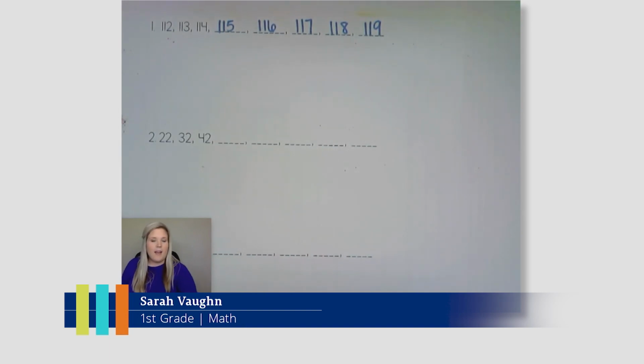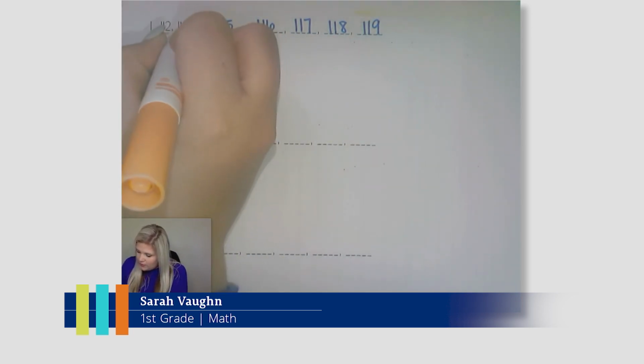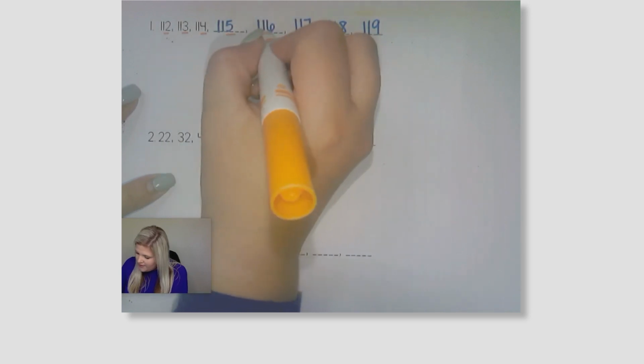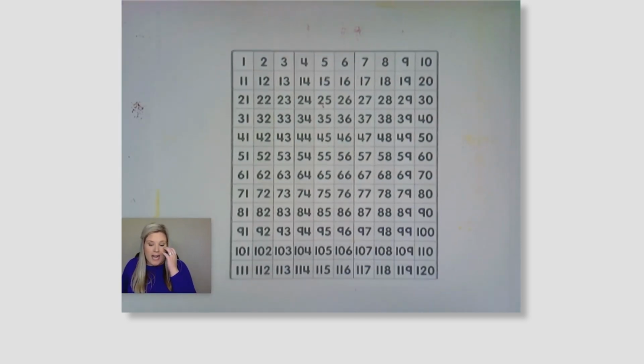115, 116, 117, 118, 119. And I can double check by looking at the ones place. 1, so 2, 3, 4, 5, 6, 7, 8, 9. Wow, it did increase by 1 in the ones place. Okay, now let's look at our next problem.